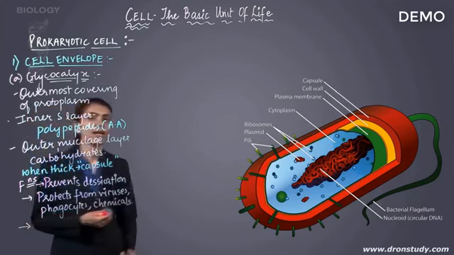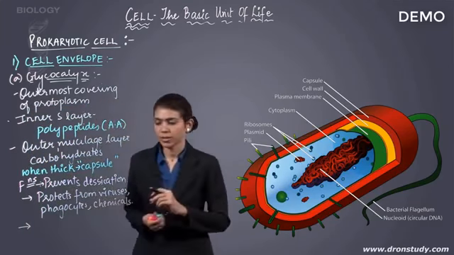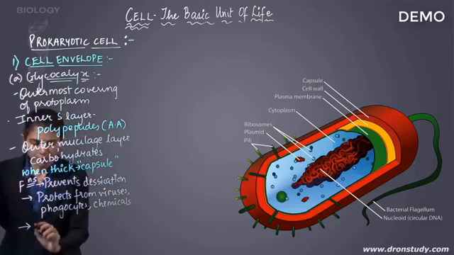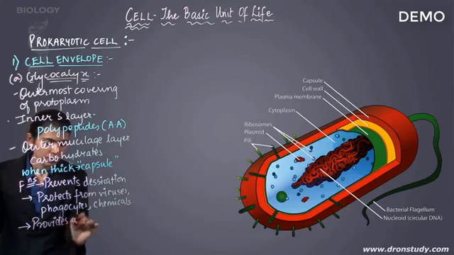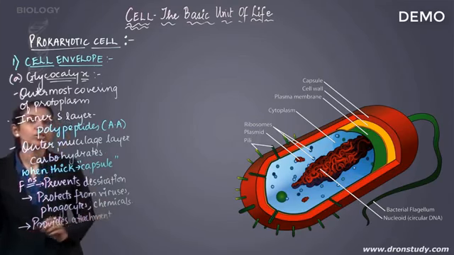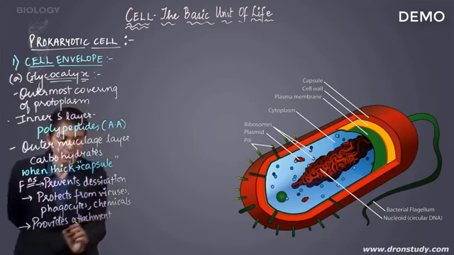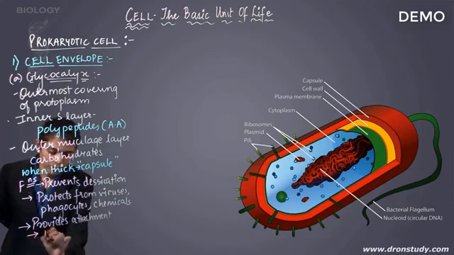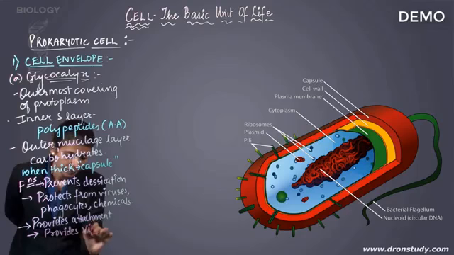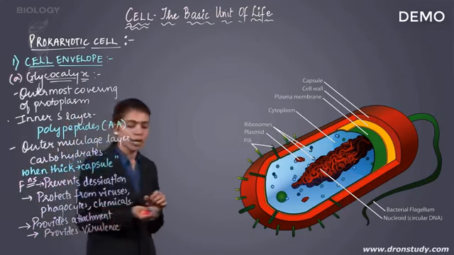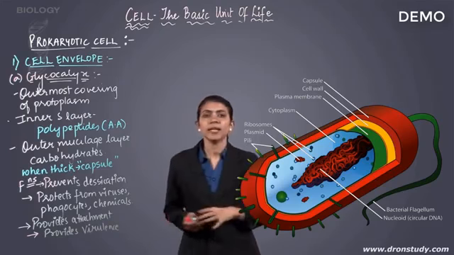Third function is that it serves as a site of attachment. So it provides attachment. And the last function of the glycocalyx layer is that it provides virulence to the bacterial cell. So it is the layer which is responsible for virulence. So this was the outermost layer in the cell envelope.